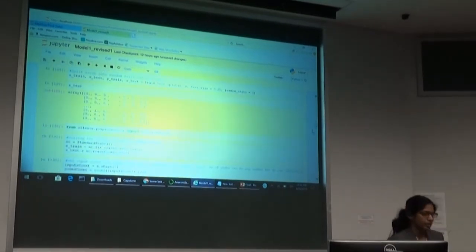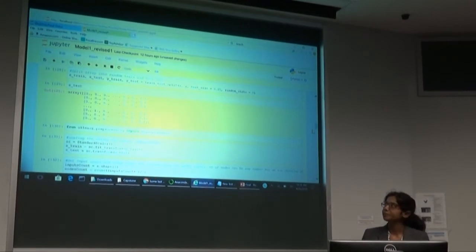Then we divided the data set into two parts, the training part and the testing part. And we scaled the data set in order to make it fit into the model.